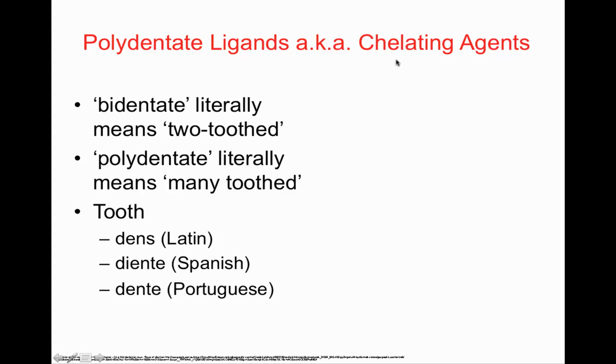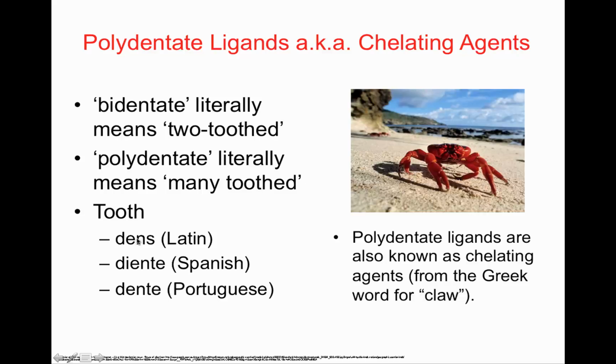We're going to talk about something called a chelating agent, but this is really just a polydentate ligand. So bidentate means 2-toothed, polydentate means many-toothed, and just as a little aside, dens is the word for tooth in Latin, diente in Spanish, dente in Portuguese. So we can see this Latin root that gives us bidentate or polydentate. And polydentate ligands, including bidentate ligands, are also known as chelating agents. And so when I talk about a chelating agent, I mean the same thing as a polydentate ligand. Again, there's a fair amount of vocabulary to be learned in chemistry.